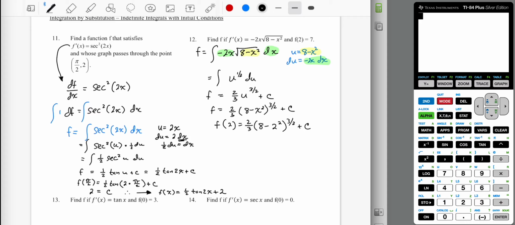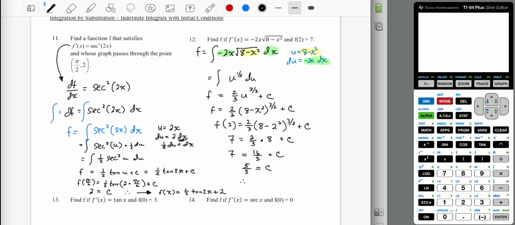Knowing that that result ought to be 7. So 8 minus 2 squared, 8 minus 4 is 4. 4 to the 3 halves. I mean, you put this in the calculator, but 4 to the 3 halves: the root of 4 is 2, cubed is 8. So times 8 plus c, 16 thirds. All right, 7 is really the same as 21 thirds. 21 minus 16 is going to be 5, so 5 thirds.